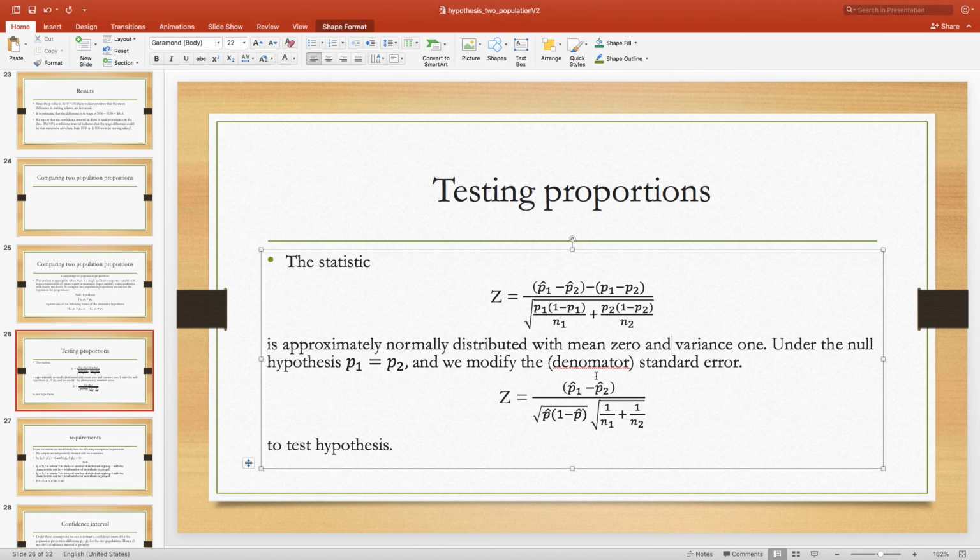We also need to modify the denominator, and the denominator is modified in this way. It becomes the sample proportion because that's all that we have available to us, and this is multiplied by 1 over the sample size of the first group plus 1 over the sample size of the second group. And we use this statistic right here that's been highlighted to test hypotheses. Now I need to tell you how to calculate p hat because that's different than p1 hat.